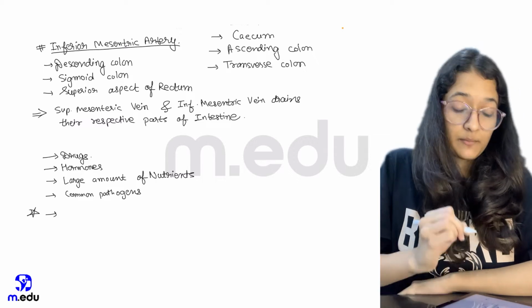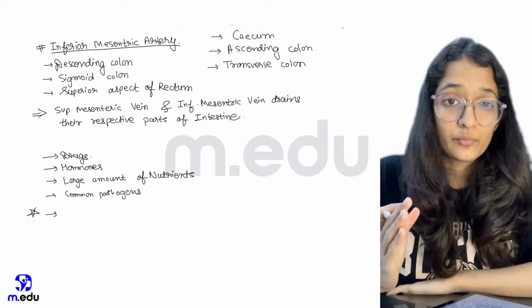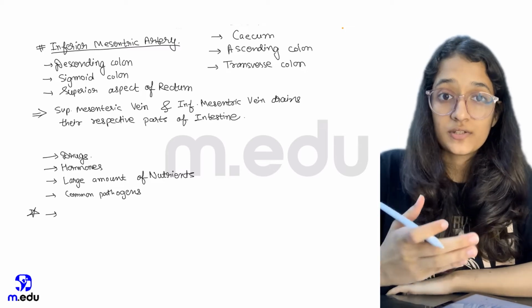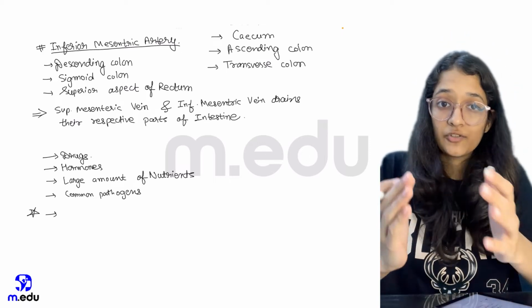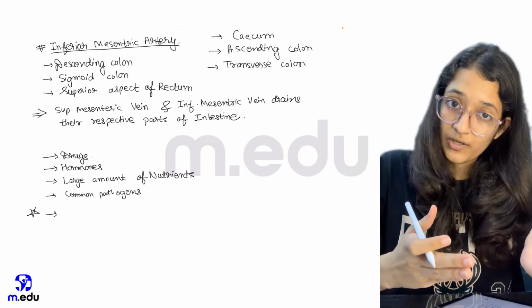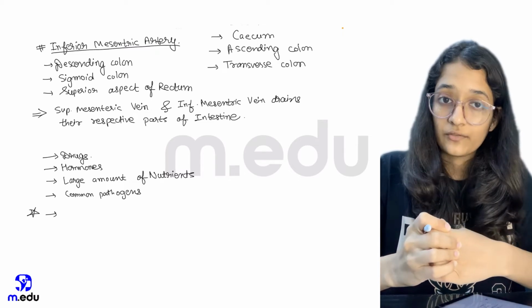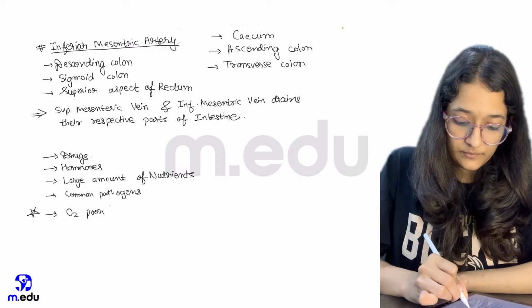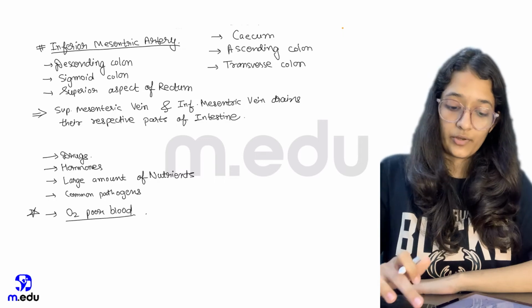Now here the important part, it carries the oxygen poor blood, because the blood is coming from the organs. The oxygen is utilized by the organs. So the hepatic artery proper supplies the oxygen rich blood to the liver, but unlike the portal vein, which supplies the oxygen poor blood. This is a very important point.